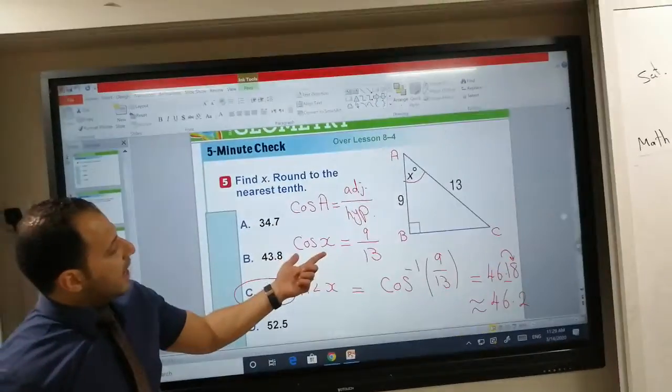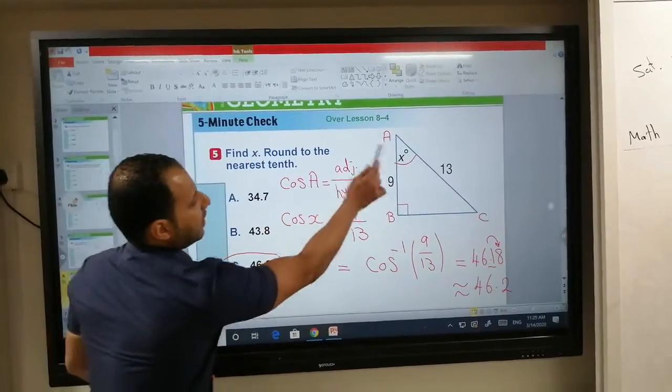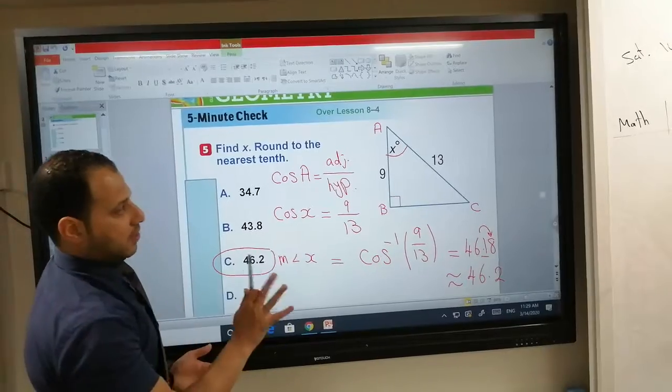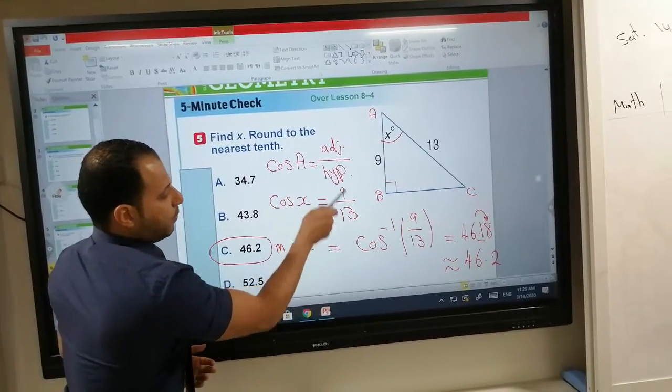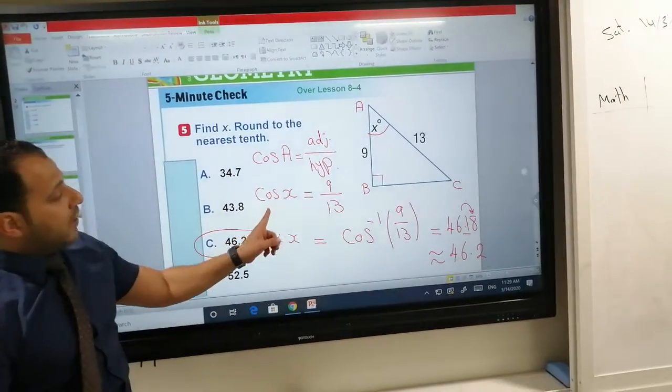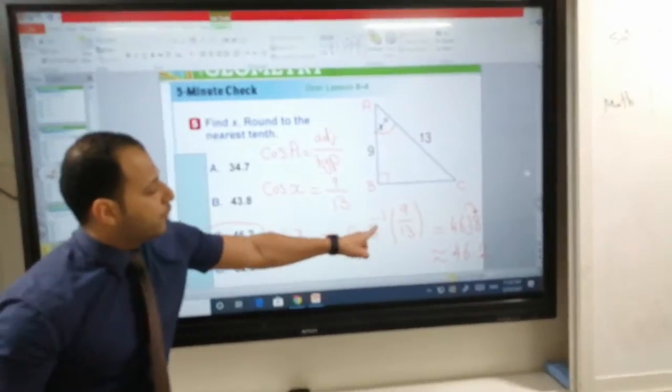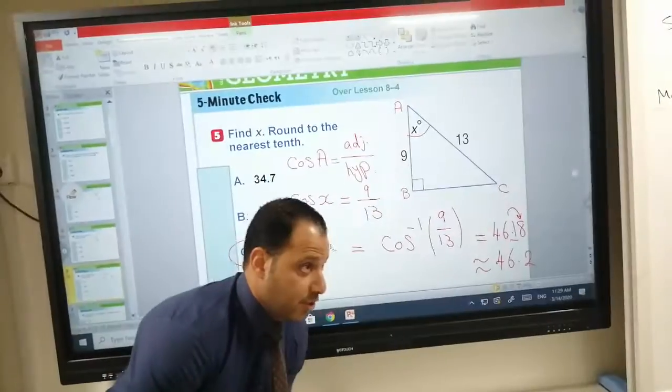So cosine x, I just substitute. Instead of angle A, I write its value, which is x, the missing angle. Adjacent is 9, hypotenuse is 13. I need to find the measure of the angle, so I use shift cosine for this ratio, and I get the result.